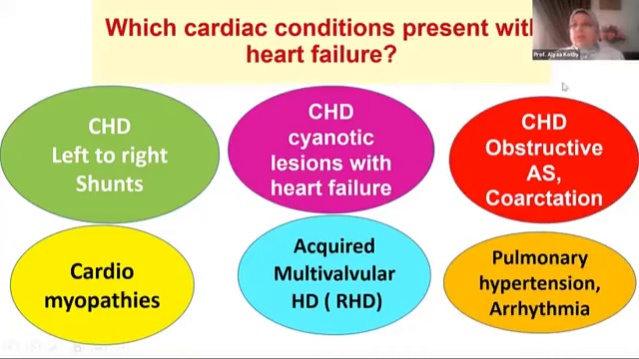The obstructive heart lesions, they present with obstruction, like aortic stenosis and coarctation. They end up with heart failure. It's a late presentation, not like those. It's an early presentation. Cardiomyopathies might present early with heart failure, especially the dilated. The acquired multivalvular heart disease presents late with heart failure, and we are not seeing it in the first years of life, and thus it doesn't really cause this faltering growth in early infancy and the first few years of life. Pulmonary hypertension and arrhythmias may also present with heart failure.